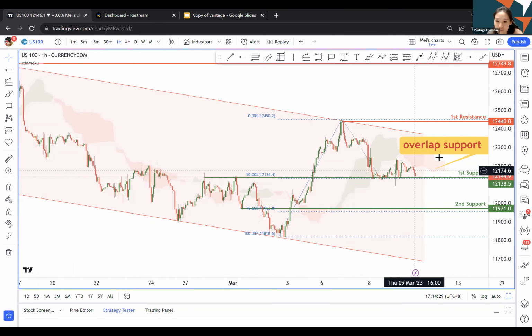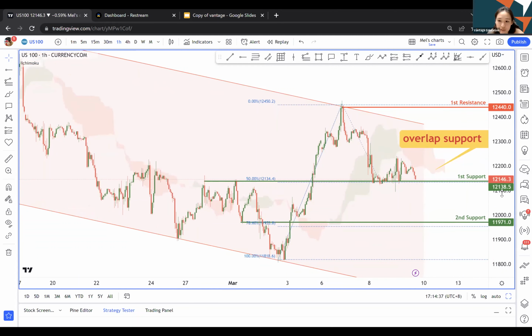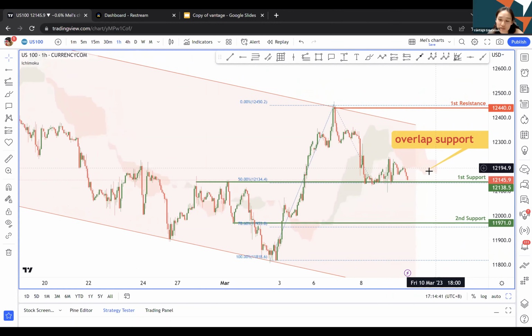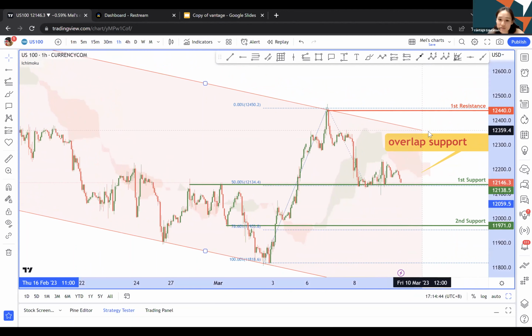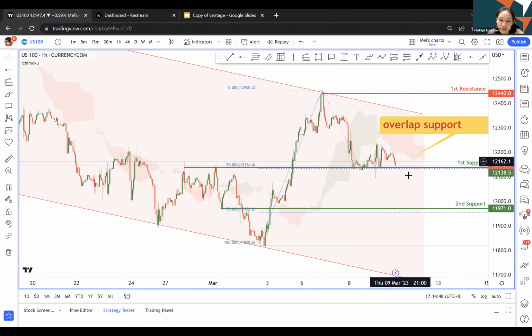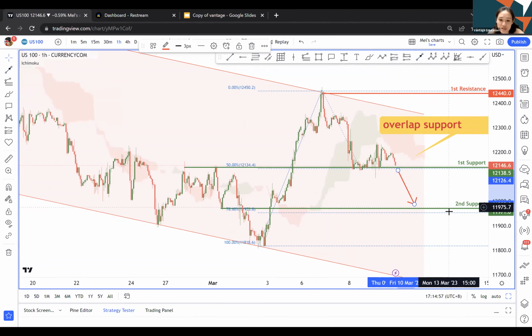So price could bounce off of this level at 12138.5. But since we want to follow the general trend, which is decreasing within our bearish trend channel, we will wait for price to break through our first support before going in for the sell over here towards our second support.